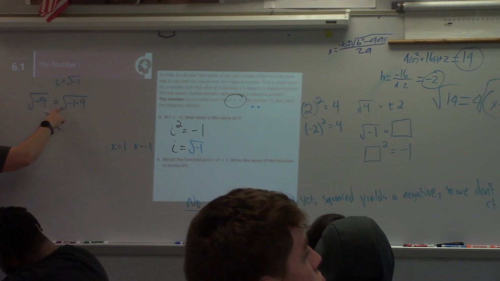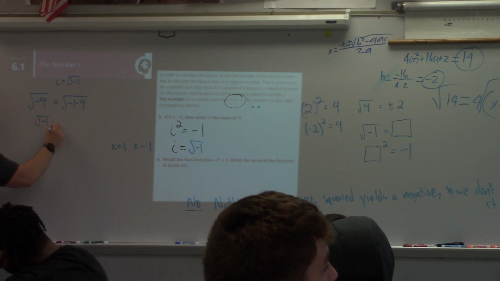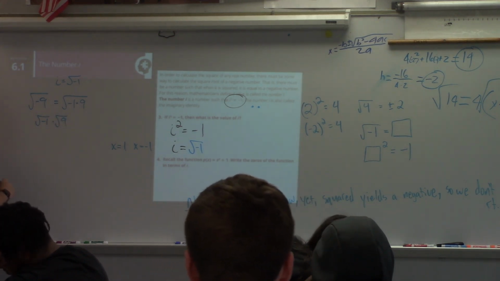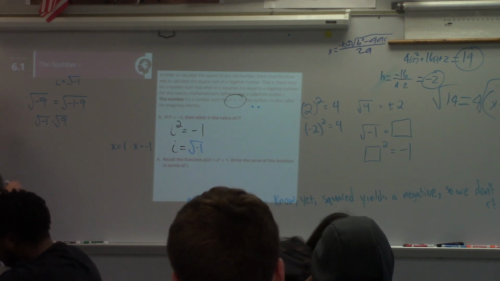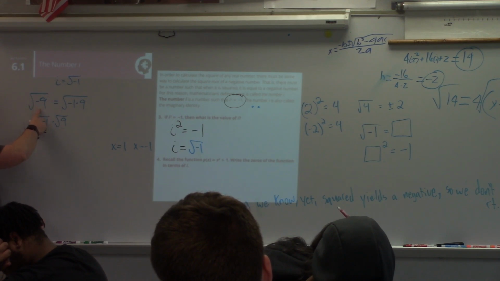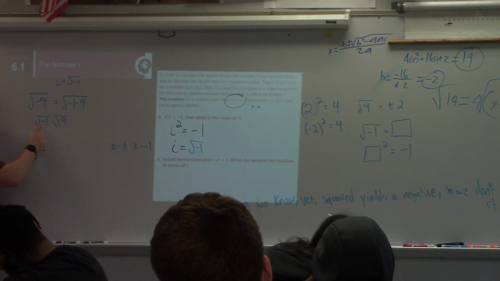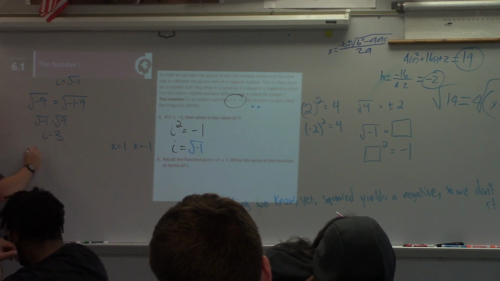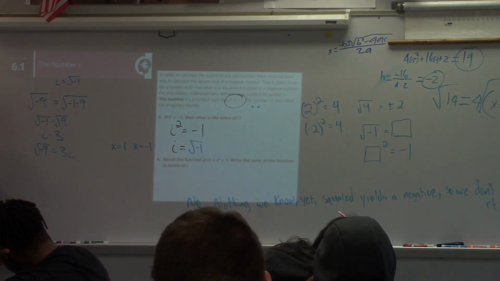And remember how I talked about how I can split it up? When I'm multiplying like this, I can rewrite it as the square root of -1 times the square root of 9. Where did I get the -1 from? Remember, that's a -9, and -9 is the same thing as -1 times 9. So I rewrite it like this. Now, what is the square root of -1 by definition? i. What is the square root of 9? 3. So the square root of -9 is the same thing as 3i. That's it.